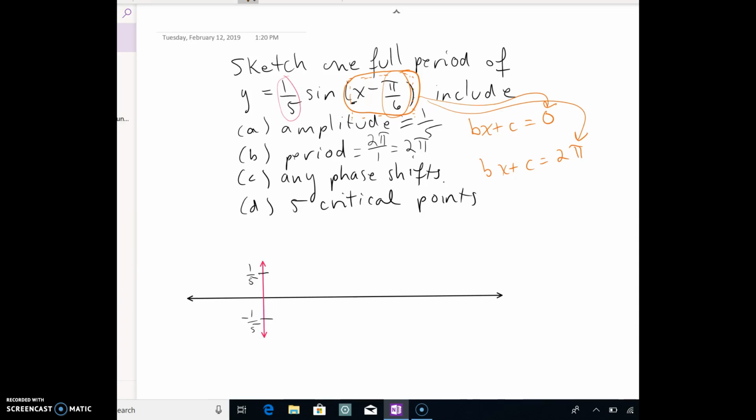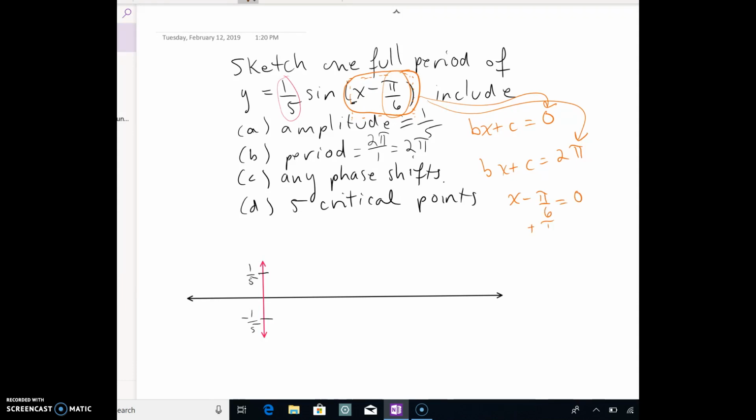But if it's not intuitive to you, the way that you find your new endpoints is by setting the argument equal to 0. That will tell you where 0 is transformed to, and then setting your argument equal to 2 pi, and that will tell you where that right endpoint is transformed to. So let's do that. Let's set the argument, which is x minus pi over 6, equal to 0.